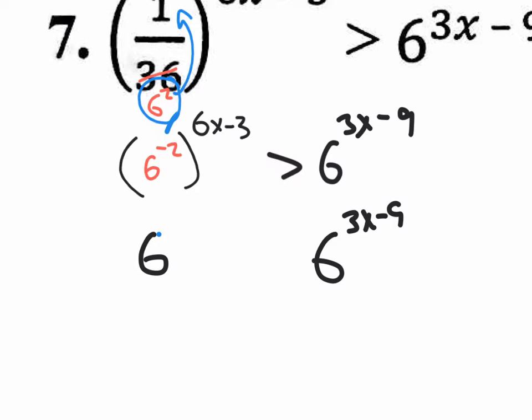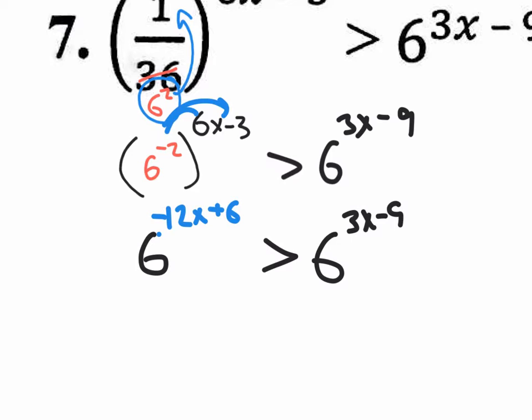But on the left side, we're going to distribute. So when we go negative 2 times 6x, that's the power of negative 12x. And negative 2 times negative 3, that is positive 6. Now keep in mind, this is an exponent of the base 6. Now the inequality is just going to come down between the two base 6's.